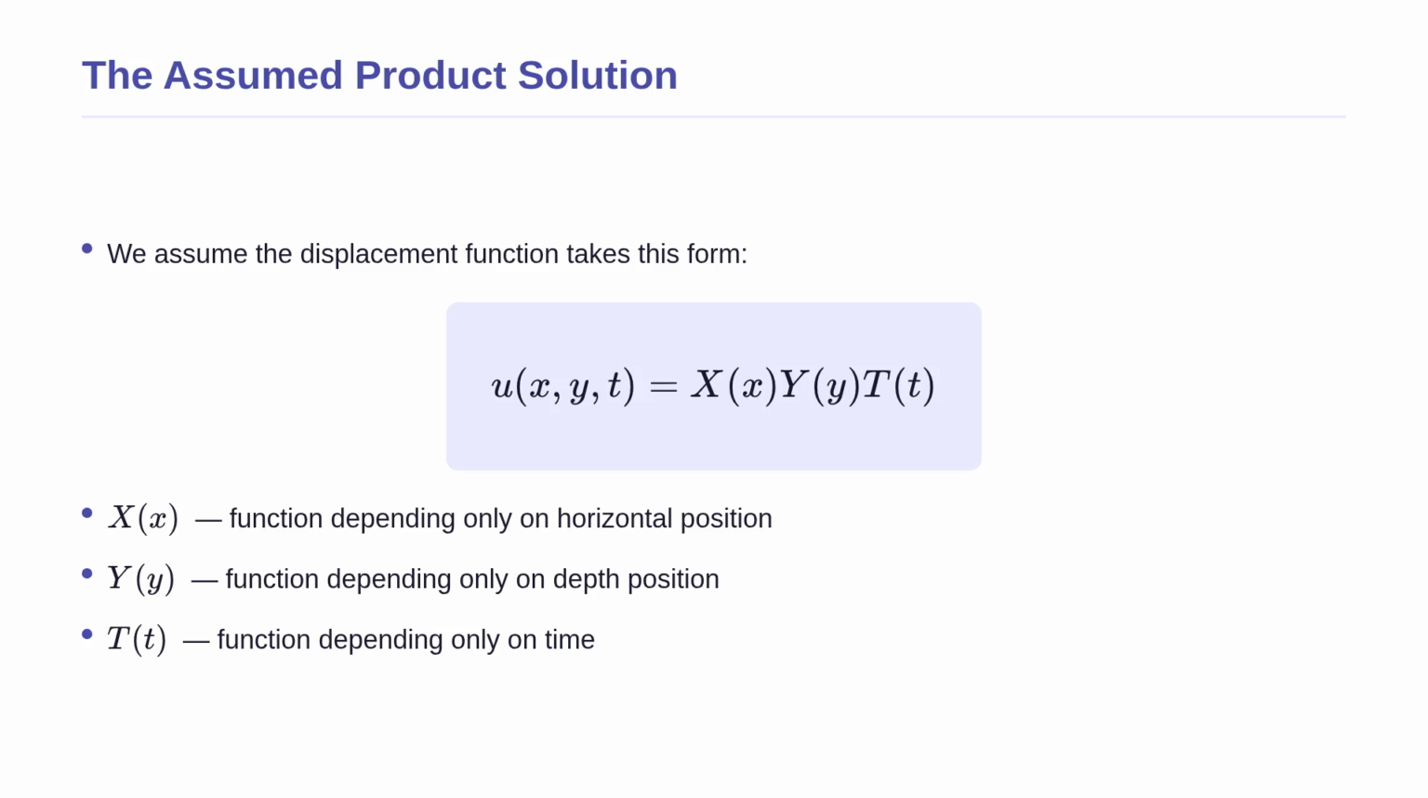We assume that the vertical displacement function u can be written as the product of three separate independent functions. Conceptually, this means the shape of the vibration in space does not change its fundamental form over time. It only scales up and down. The function capital X depends exclusively on the horizontal position x. The function capital Y depends exclusively on the depth position y. And the function capital T depends exclusively on time t. If any of these variables change, they only affect their specific function.